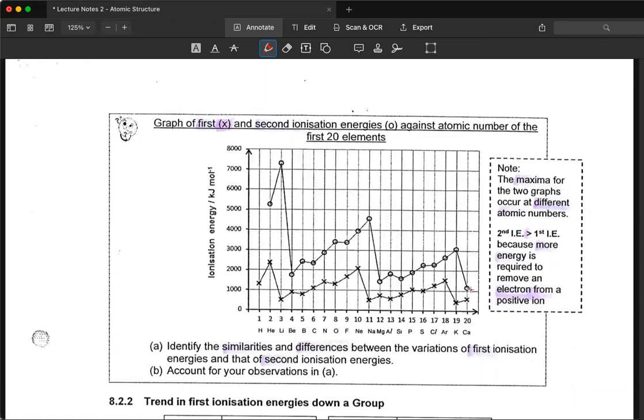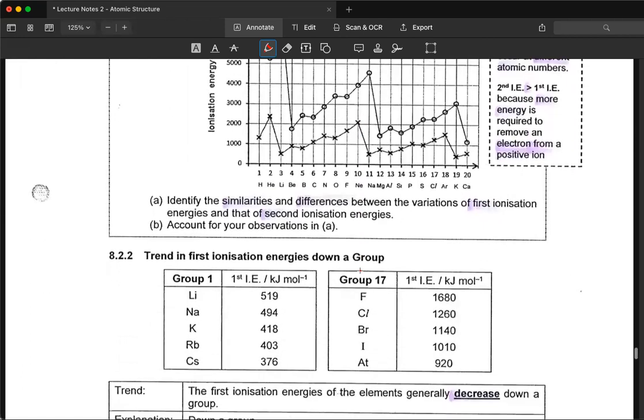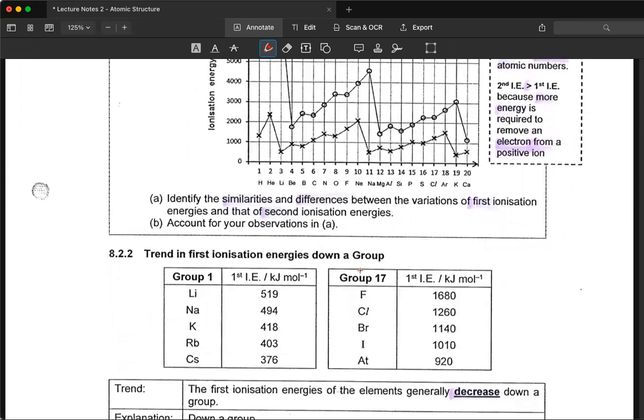In general, second IE should be higher than first IE of each element because definitely more energy is needed to remove an electron from a positive ion. And of course, the exceptional cases will be different because the electronic configuration of the ions will be different. So you may be asked to compare the second IE between elements. So just take note of that. I shall not go into that. Maybe when you attend questions, then we will see.